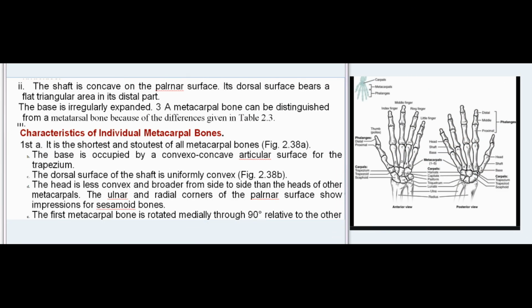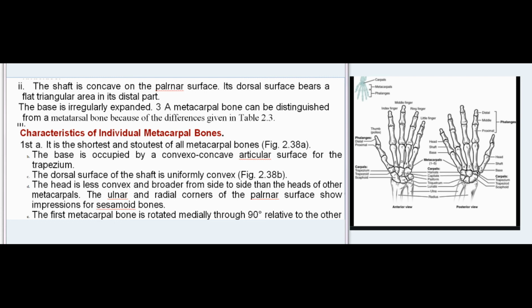The shaft is concave on the palmar surface. Its dorsal surface bears a flat triangular area in its distal part. The base is irregularly expanded. A metacarpal bone can be distinguished from a metatarsal bone because of the differences given in Table 2.3. Characteristics of individual metacarpal bones.